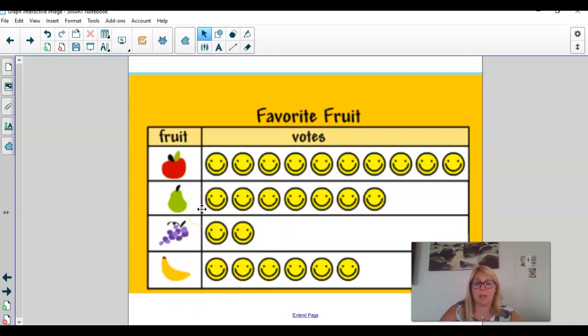So labels are really important in helping you understand what the pictures are going to mean in your graph. Make sure you think about that when you're reading and looking at different types of graphs.